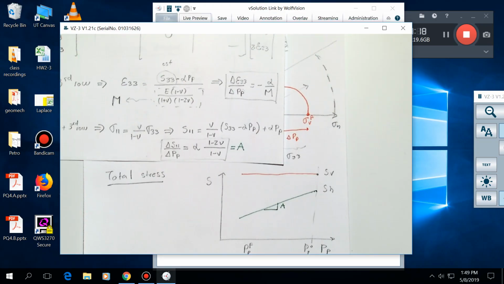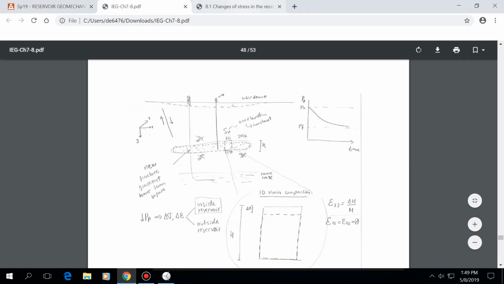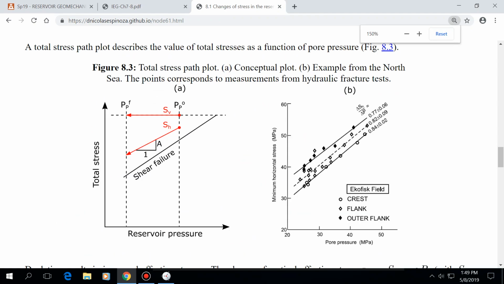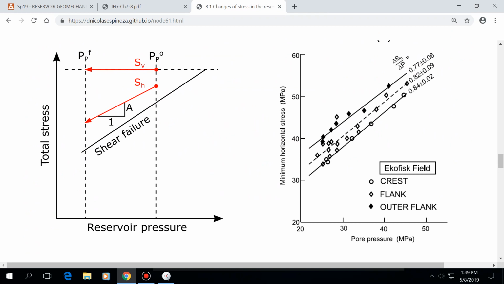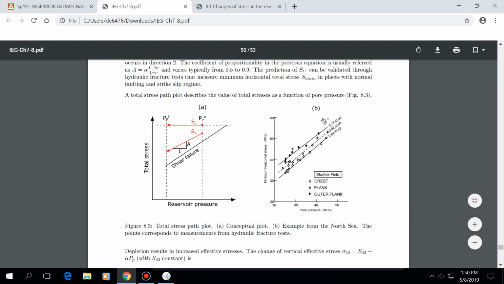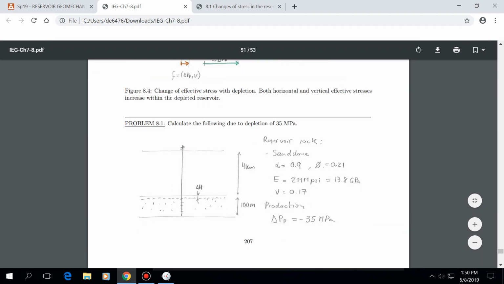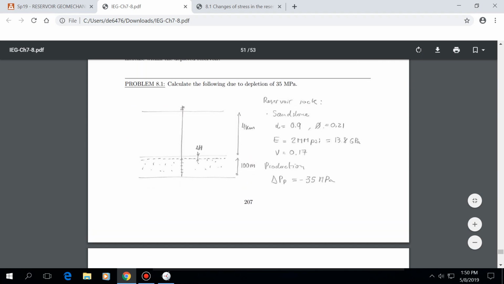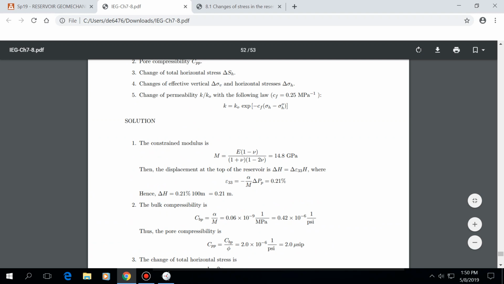So let me see, I have an example here, just to finish this part with actual measurements. So this is what I was showing in my drawing, and here's real data where you see how total horizontal stress decreases with pore pressure. This is a case in the North Sea, and all these points are measurements done with hydraulic fracturing. So, guys, here you have an example of what a problem of that would be. So it's very clear here in the solution. If you have any questions, again, just send me an email or stop by my office, and I will answer that. But this is just an application of what we did conceptually.